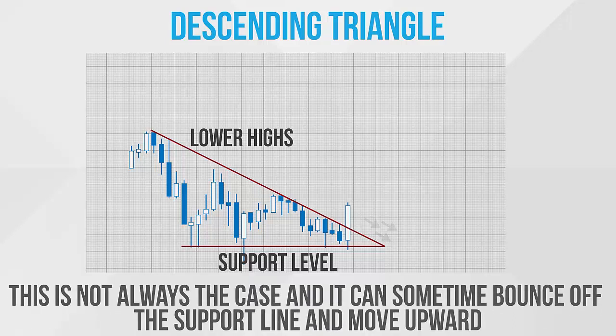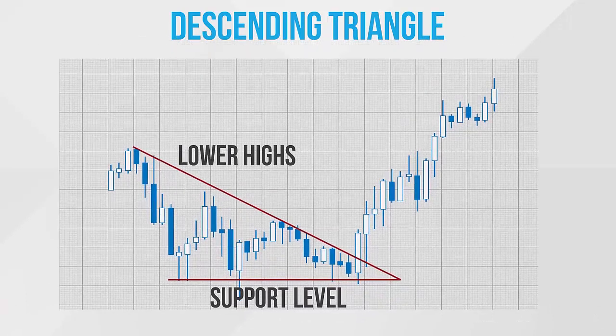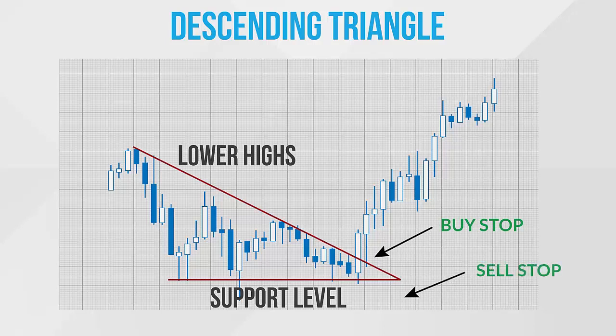Keep in mind though that this is not always the case, and it can sometimes bounce off the support line and move upward. Again, it doesn't matter to you which direction it's going to go, because you simply place an entry order above the highs and below the support line and take advantage when it moves. You cancel the other order and profit from the fluctuation.